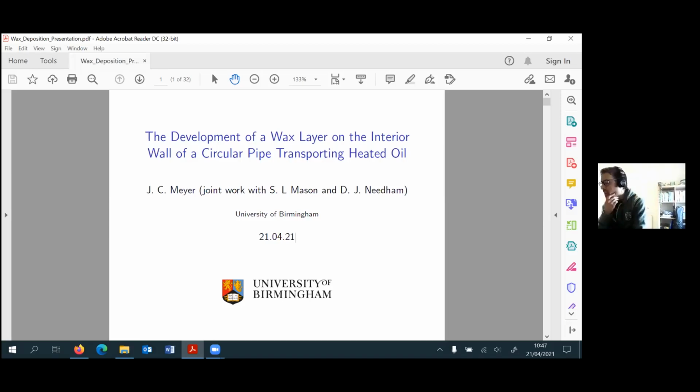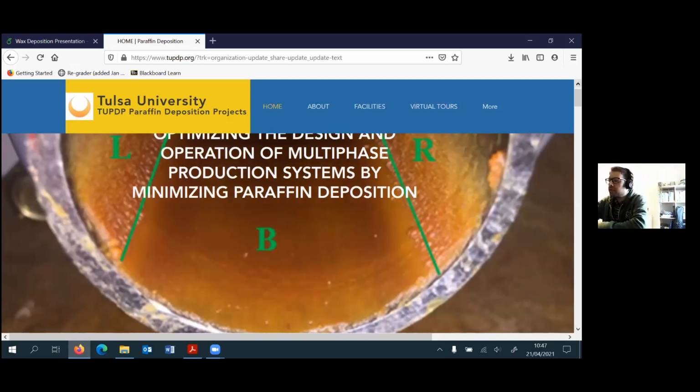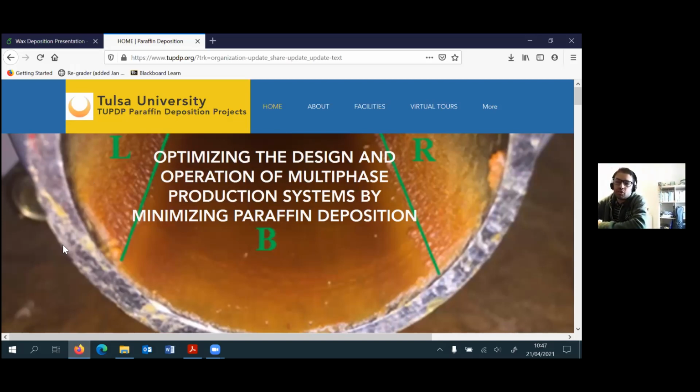investigating here. Now, as to why we're investigating this, the best thing I can do probably is show you a picture. This is Tulsa University's Paraffin Deposition Project's webpage. I can get away with showing you this. What you can see here is the cross-section of a pipeline. So this is an experimental setup.